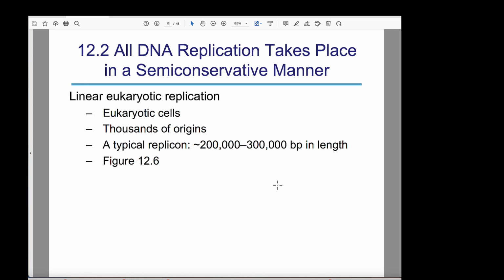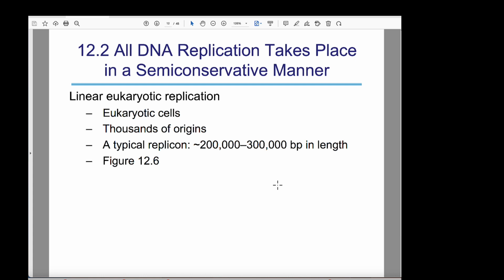So all of those prior examples were examples of replication for prokaryotic cells, bacteria, that have circular DNA. But there are instances where DNA replication occurs in eukaryotic cells and their DNA is linear, not circular. So that provides another level of complication that has to be addressed. In linear eukaryotic replication, there are thousands of origins of replication.